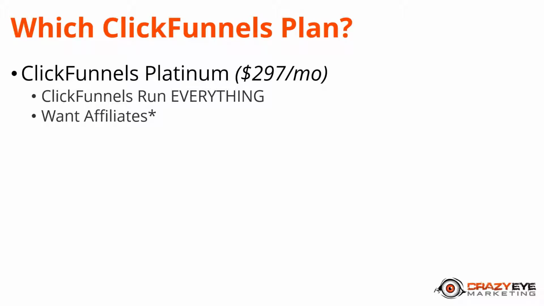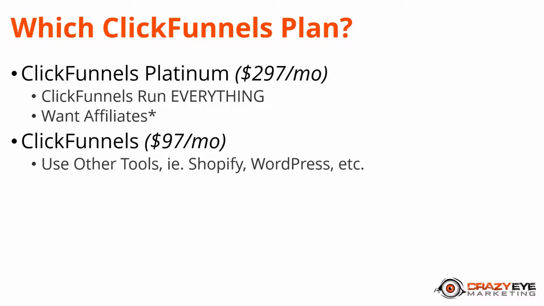And I also want to point out that you could use third-party affiliate platforms like ShareASale, so you don't need to use the ClickFunnels affiliate platform. You can integrate with other platforms as well if you do want affiliates. And then the ClickFunnels $97 a month plan. You want this plan if you use other tools like Shopify or WordPress or something like that, where you're not using ClickFunnels to run everything. Like maybe you already have a blog, maybe you already have a Shopify store and you just want to build some funnels for your Shopify store, then you probably want the $97 a month plan. Also, of course, if you're on a budget, you probably want this plan because obviously it's cheaper.